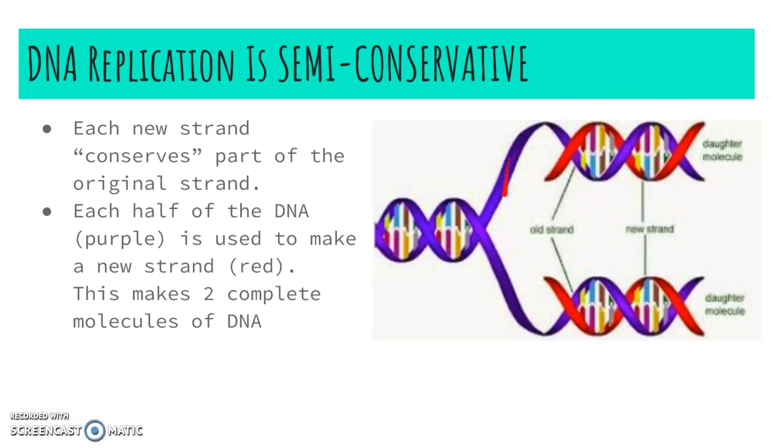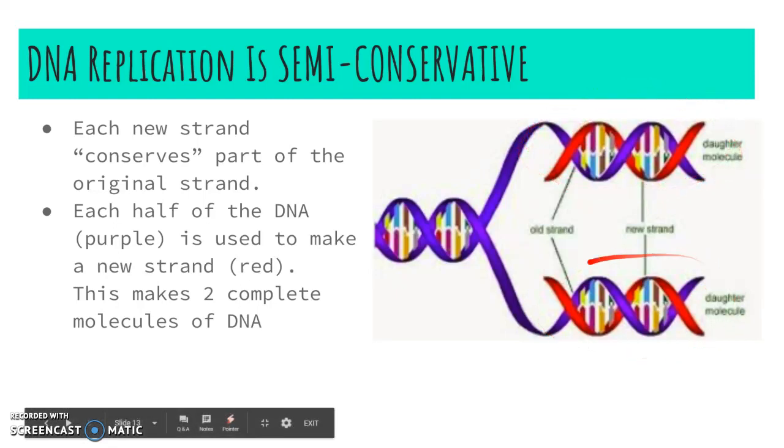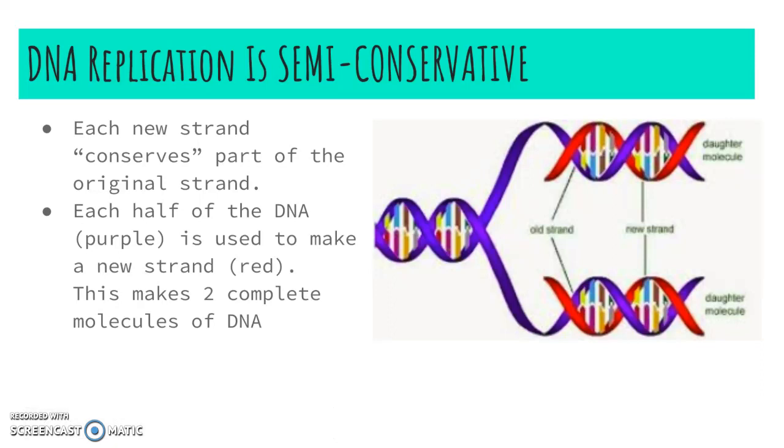Now, if you look closely, you'll see here this original DNA was purple, and the new DNA strand is red. So we have half of our new DNA is old and half of our new DNA is new. And because we keep 50% of the old DNA in every strand that we create, we call this semi-conservative. So the process of DNA replication is semi-conservative.